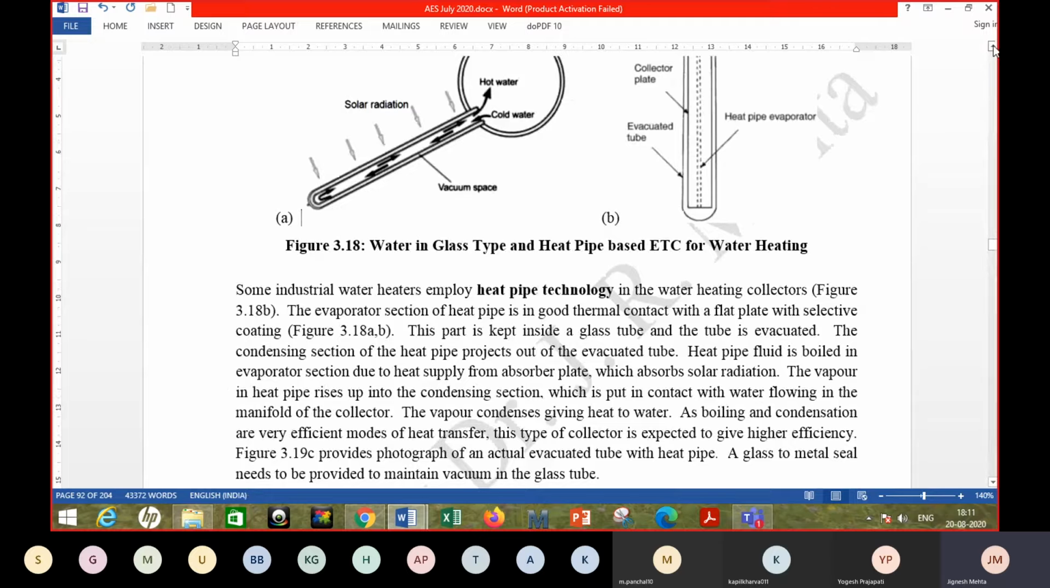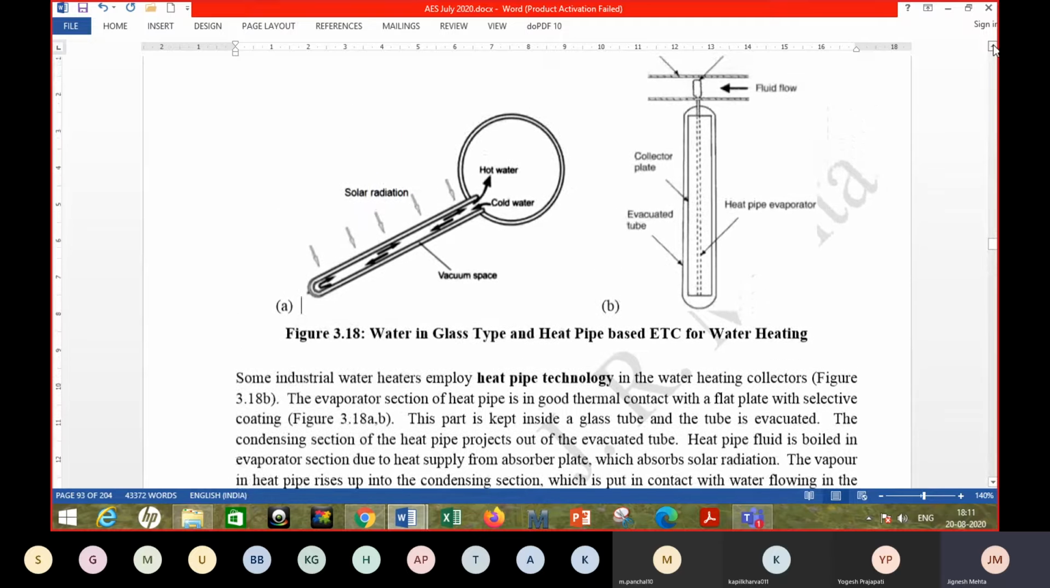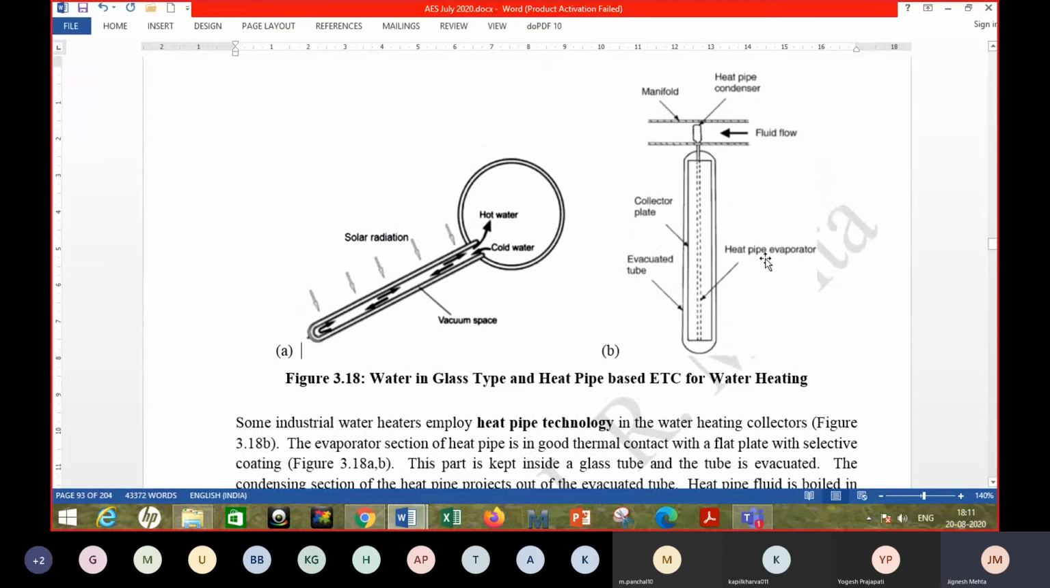Then evacuated tube collector has different designs. So one such design where the heat pipe is used for transmitting the heat is shown here. The way the solar energy is absorbed could be again different in different types of evacuated tube collectors. In this collector, there is an absorber plate which is put inside a single evacuated glass tube.